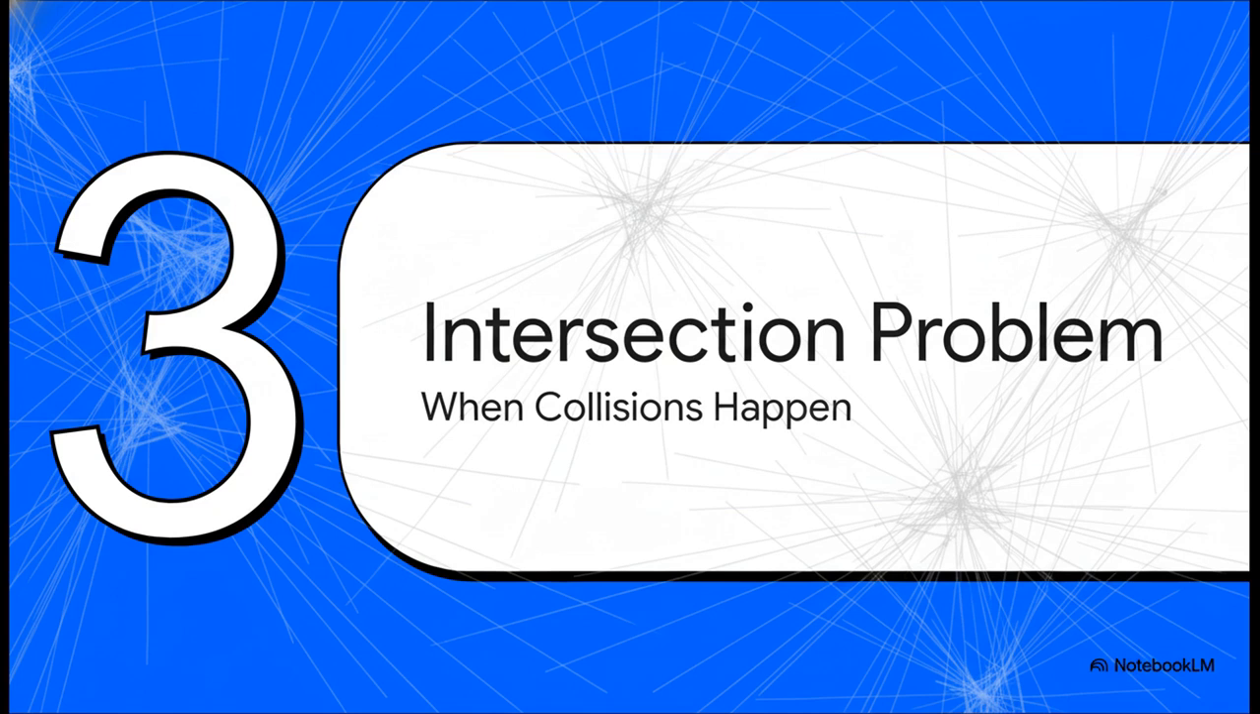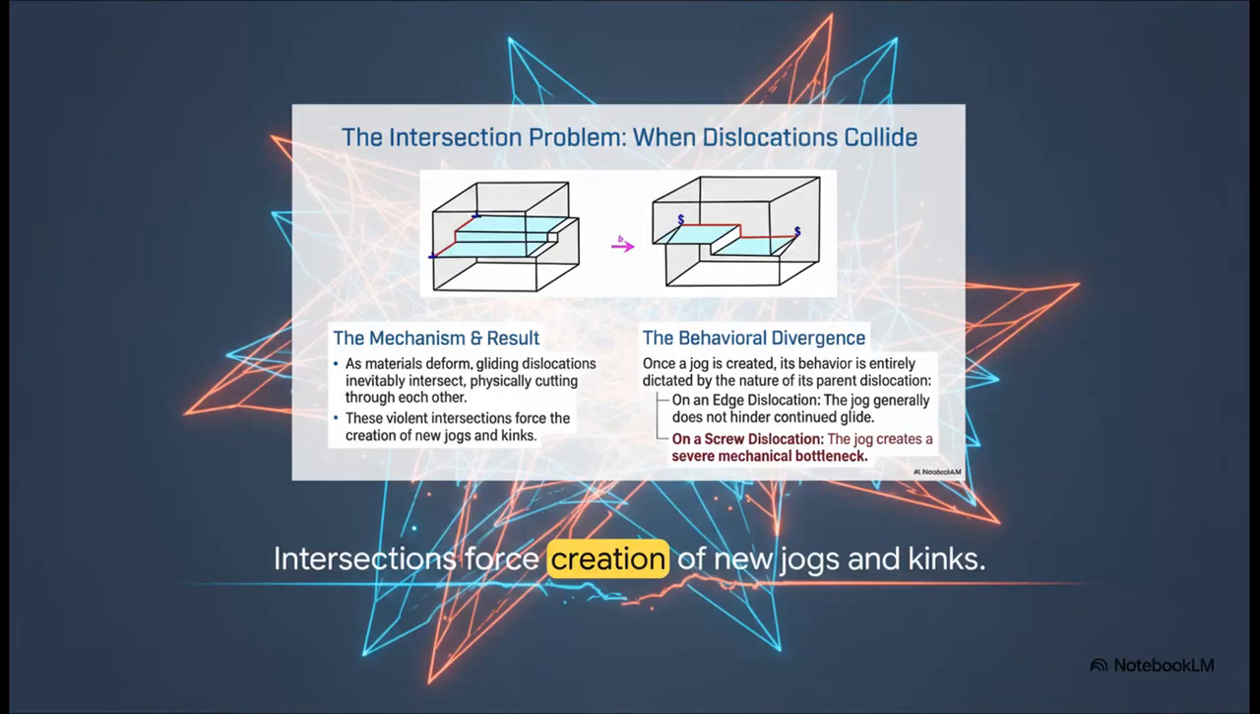When dislocations collide. As materials deform, it's never just one neat little line peacefully moving along. Things get messy. Complexity scales up exponentially. Gliding dislocations inevitably intersect, and they physically cut right through each other.